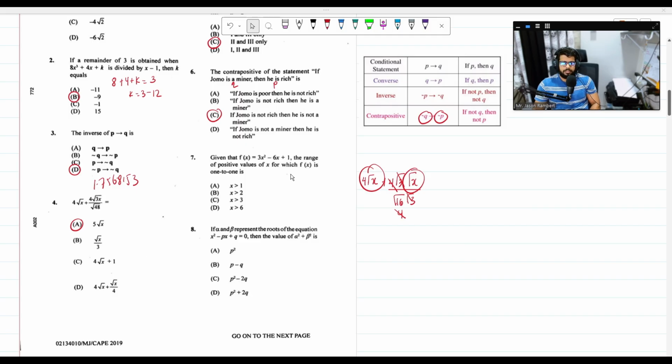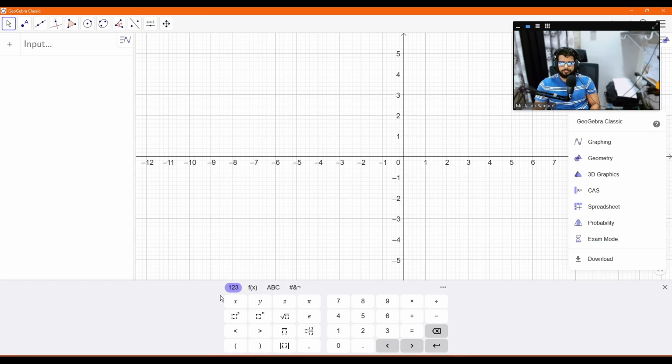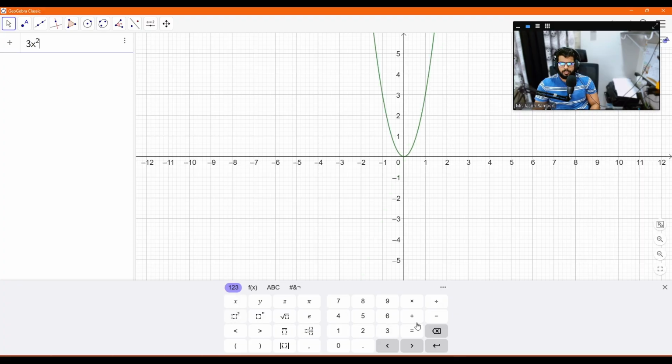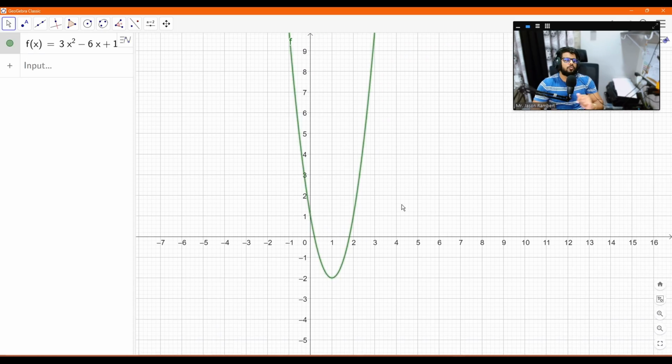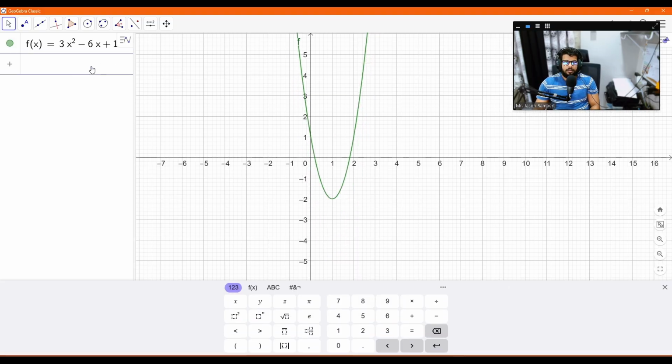3x squared minus 6x plus 1. This function is not 1 to 1. This is a many to 1 function. But if I restrict the domain, I'm going to draw back the function, 3x squared minus 6x plus 1, and I'm going to say x is greater than 1.